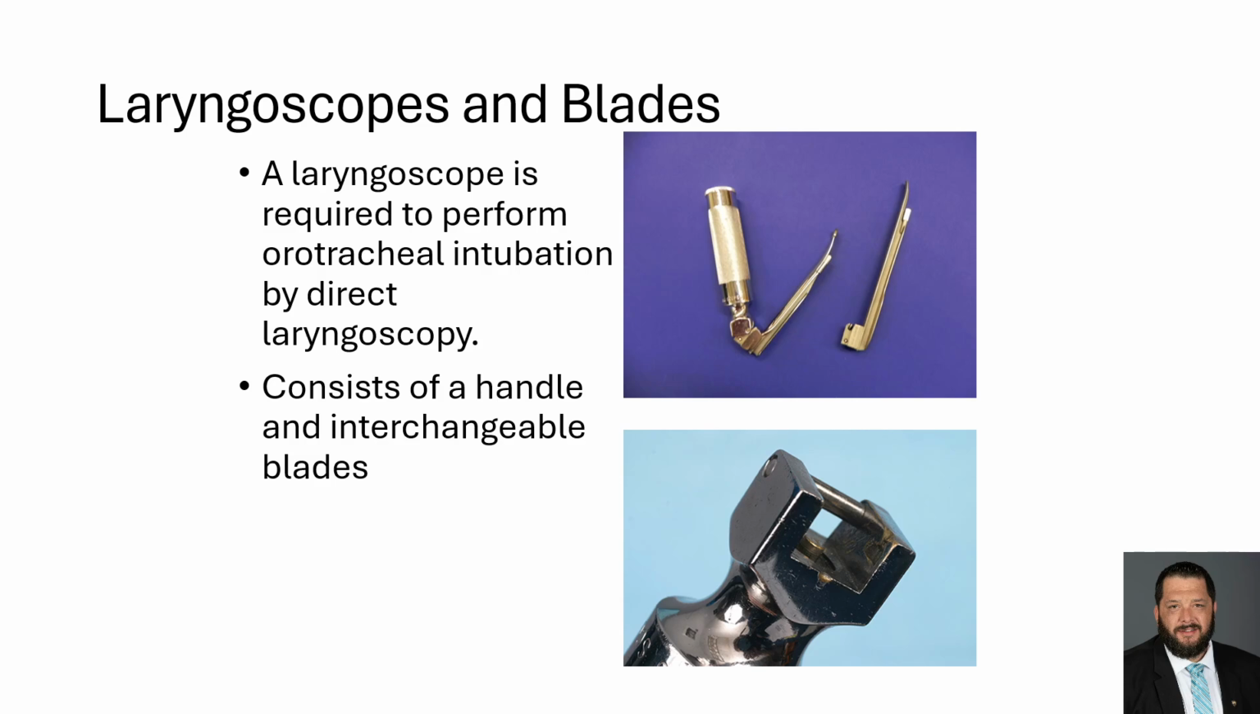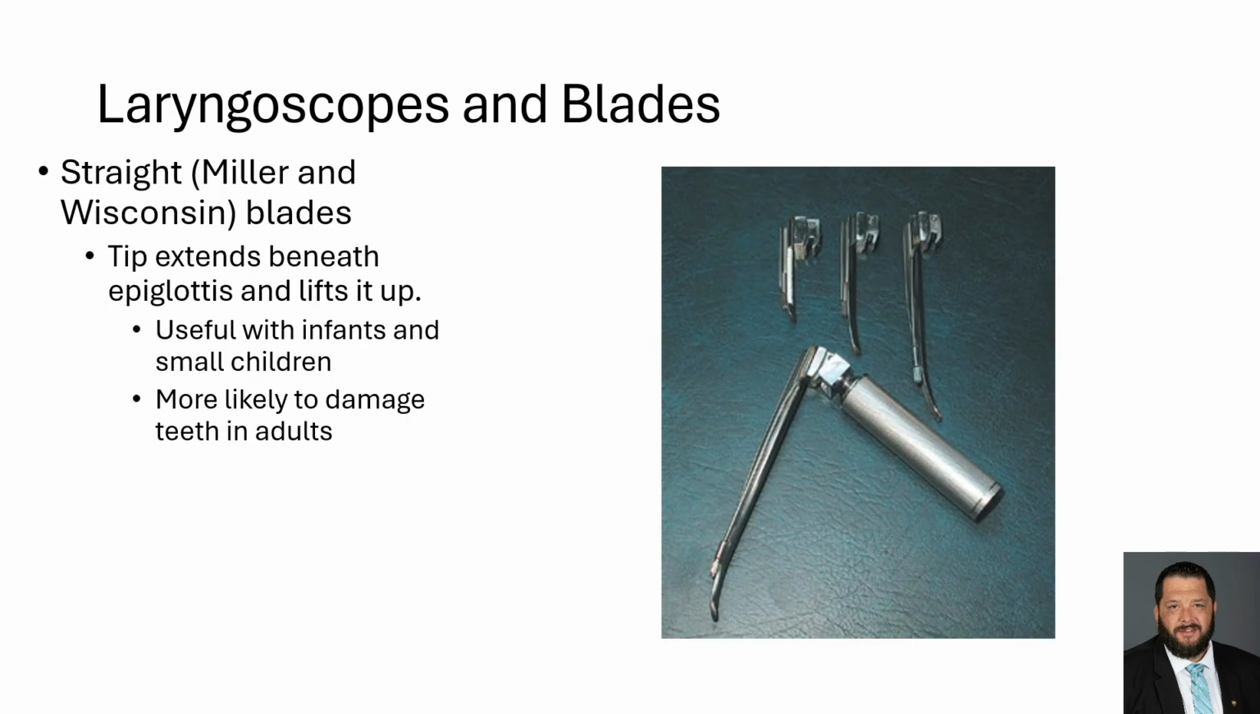When we use the direct laryngoscopy technique, we're using the handle attached with the blade to directly visualize the vocal cords prior to passing the tube. We deal with 2 types of blades for direct laryngoscopy. The first is the straight blade, or the Miller and Wisconsin blade.